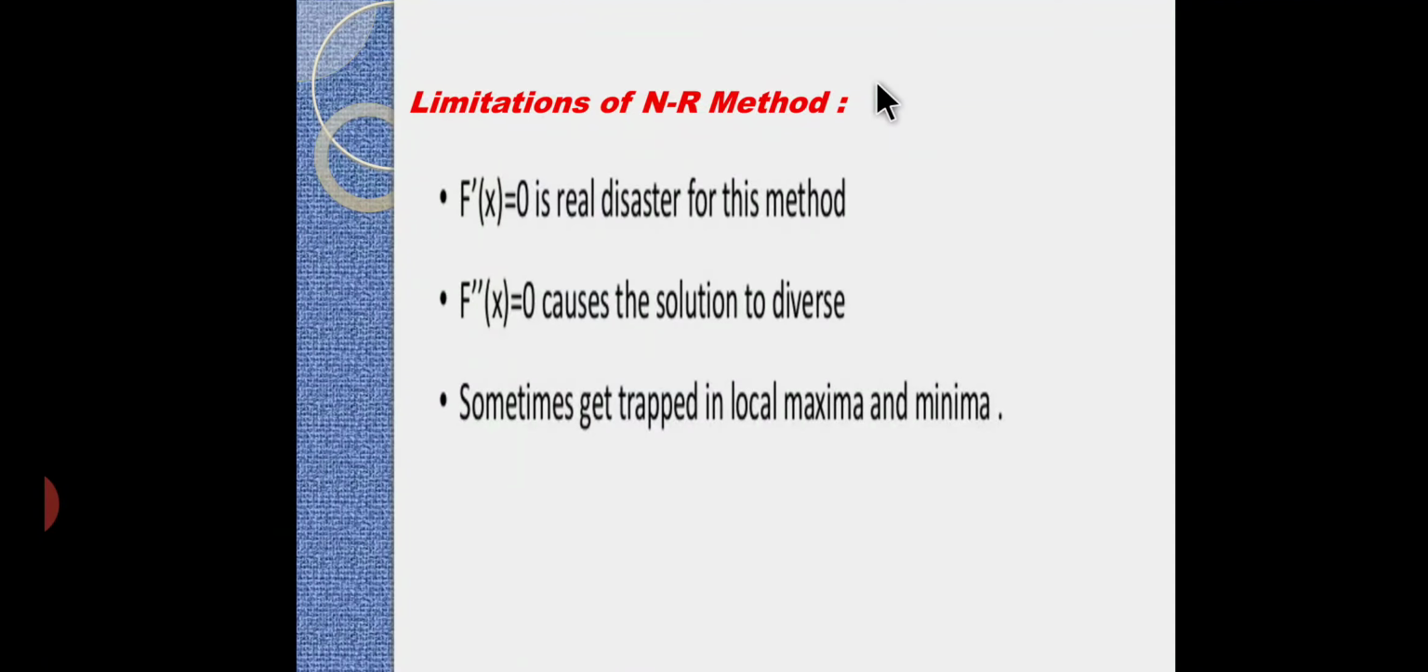Limitations of the Newton-Raphson method. This method fails when the derivative of the given function is equal to 0. The main disaster is f dash of x equal to 0, which is a real disaster for this method, and f double dash of x equal to 0 causes the solution to diverge. Sometimes it gets trapped in local maxima and minima values.